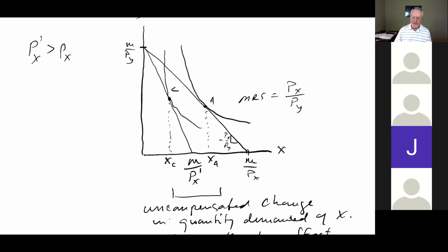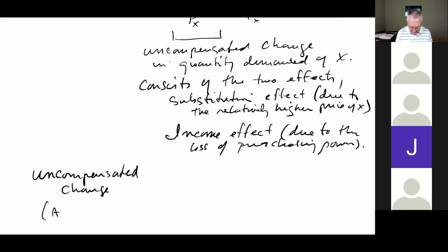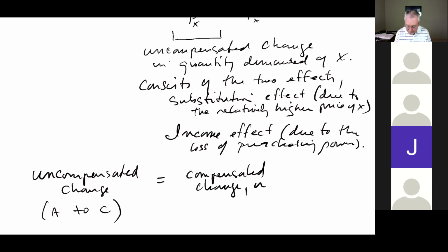Now, here's what I want to do. Here's my strategy here. I know this, that the uncompensated change in quantity demanded, this is, from my drawing from A to C, that movement, the uncompensated change is then the sum of these two separate effects, which is the compensated change, or we also call this the substitution effect, plus the income effect, or the purchasing power issue.